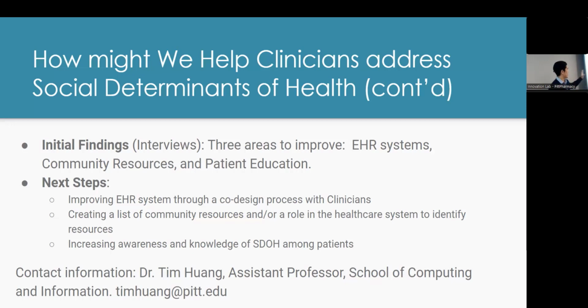For our next few steps, we try to improve the EHR systems through a co-design process with clinicians, and we also try to figure out how to allocate the community resources, and maybe add a role in the clinics for someone who can identify the resources for them, like social workers or similar roles. We also need to increase the awareness and knowledge of social determinants among patients, not just clinicians. So those are some next steps.